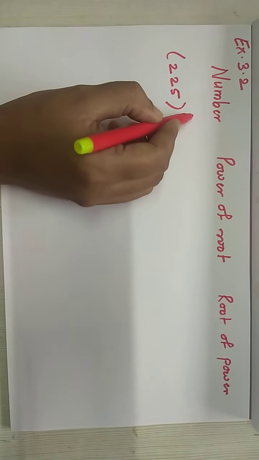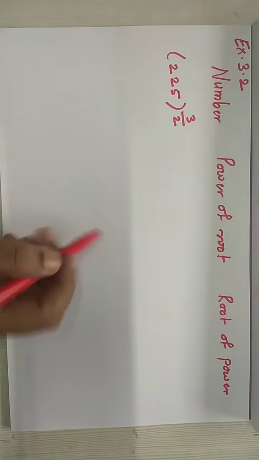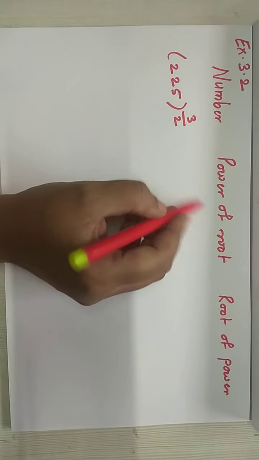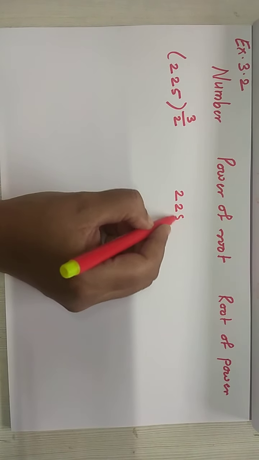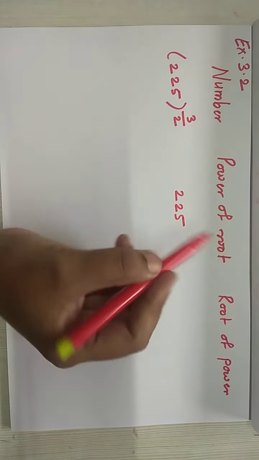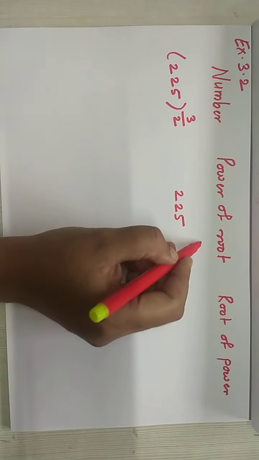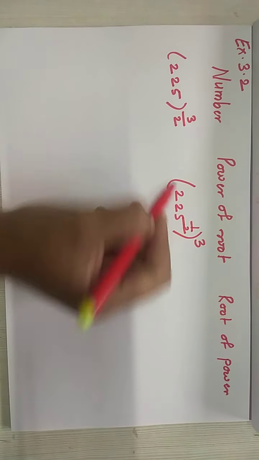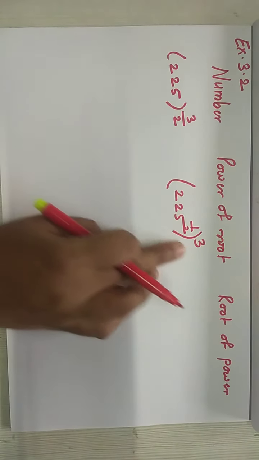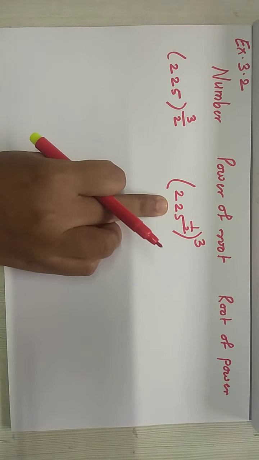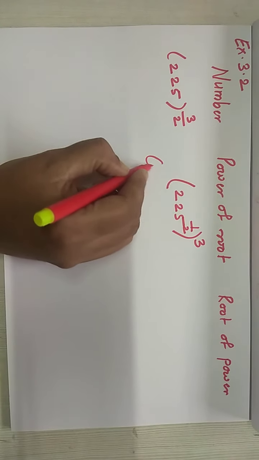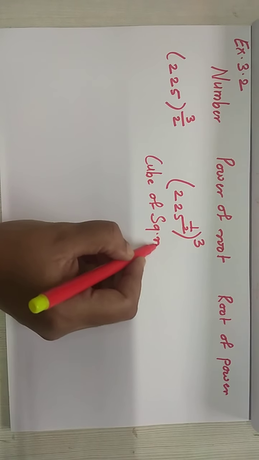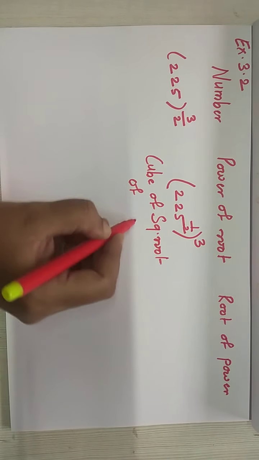Let's take one example. 225 raised to 3 upon 2. Now power of root, that means power should be outside, root should be inside. So first write down 225. Which is the power over here? 3. 3 will be outside. And which is the root? 1 upon 2 will be inside. So this is power of root of 225. In words, cube of square root of 225.